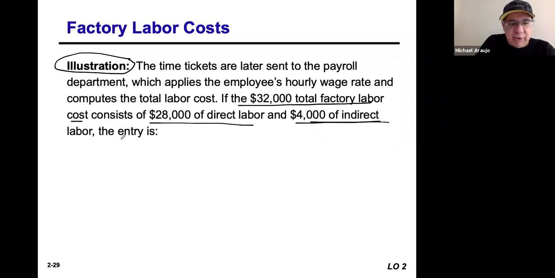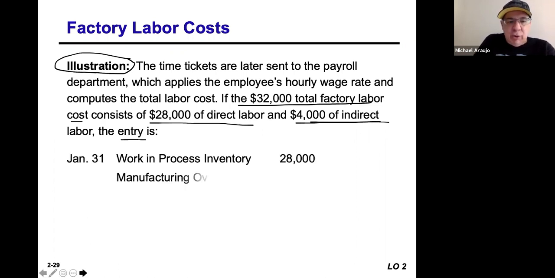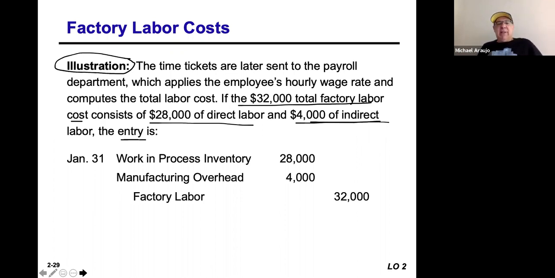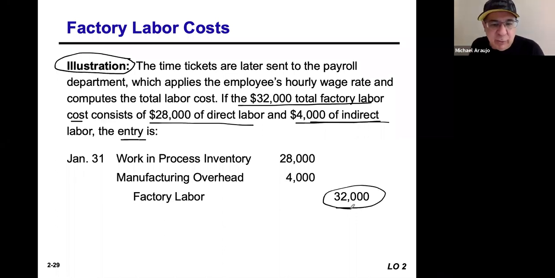So the entry, did I say journal? Yes, journal entry. Two things happen. First, we are assigning $28,000 of labor to the work in process inventory, because now that's being done. We are also assigning $4,000 to manufacturing overhead to cover the indirect labor of this job, which means we have now exhausted $32,000 of original factory labor that we had started with back in Learning Objective 1 when we were putting together manufacturing costs.